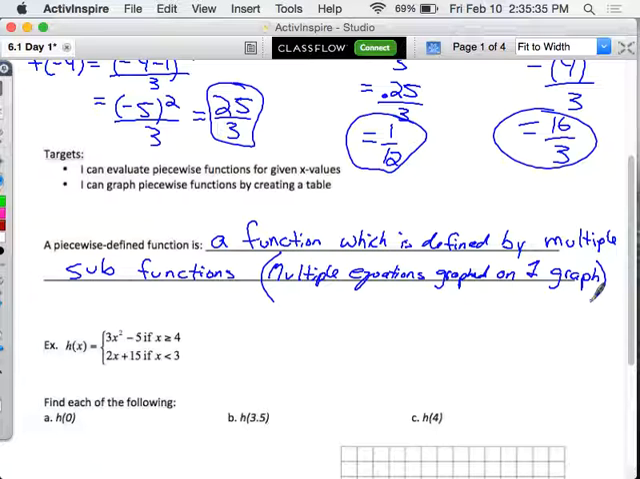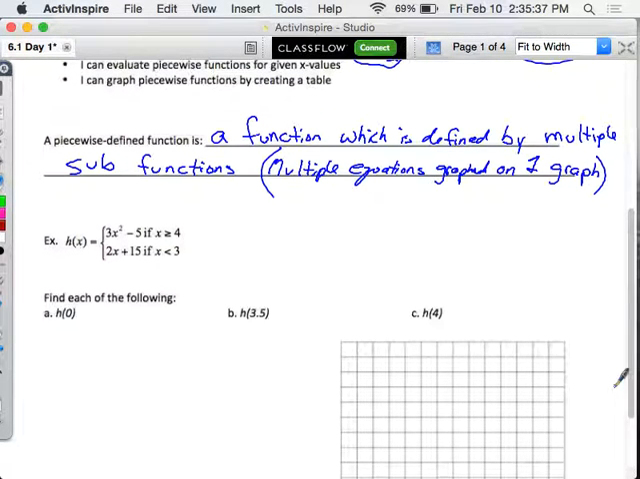So here's our first example. We're saying, here's one of the equations to graph, 3x squared minus 5. You only graph that if you are plugging in x values that are greater than or equal to 4. So if you're going to plug in 4, 5, 6, 7, 8, then you are going to use this top equation because it says use this equation if your x value is greater than or equal to 4.